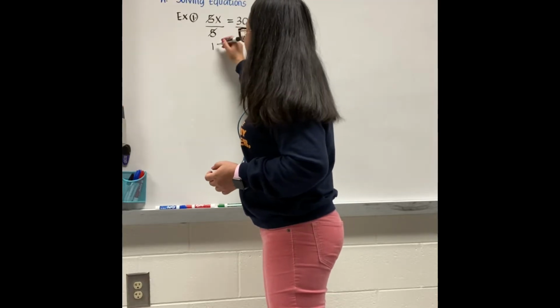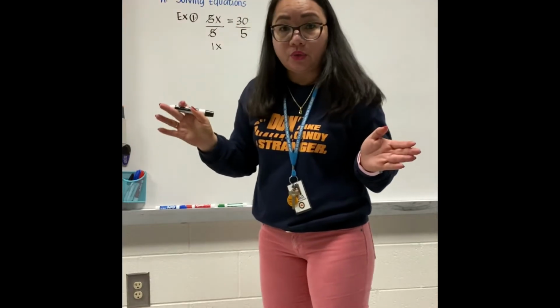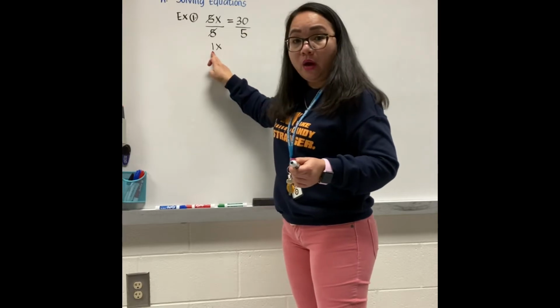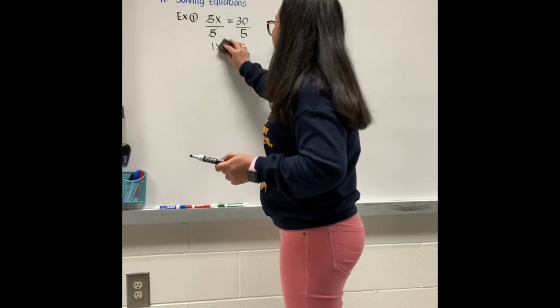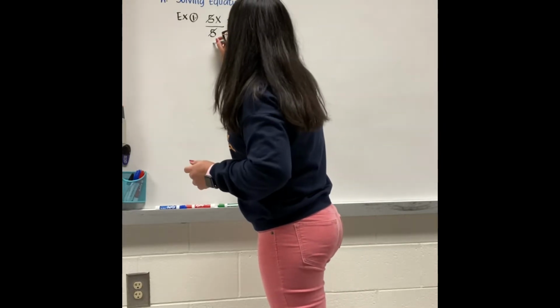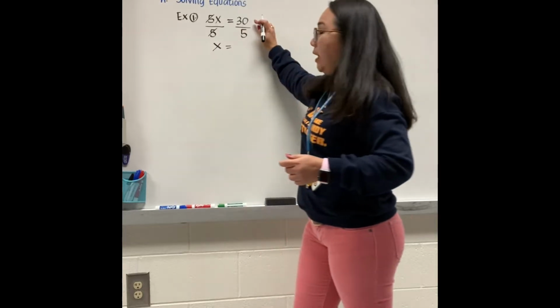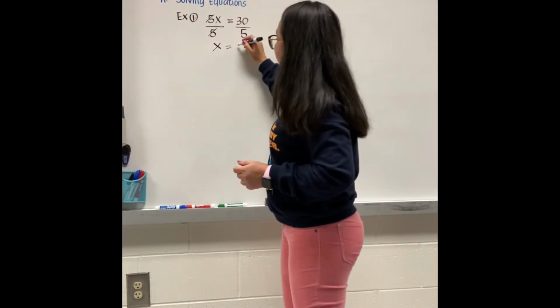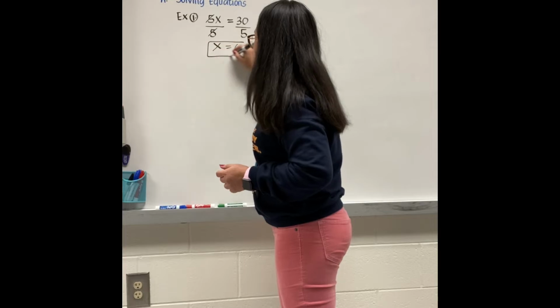And then the variable is x. But you do not need to write the coefficient 1. Just write down x right here. So this is now equal to x, and 30 divided by 5 will give you 6. So this is now your answer.